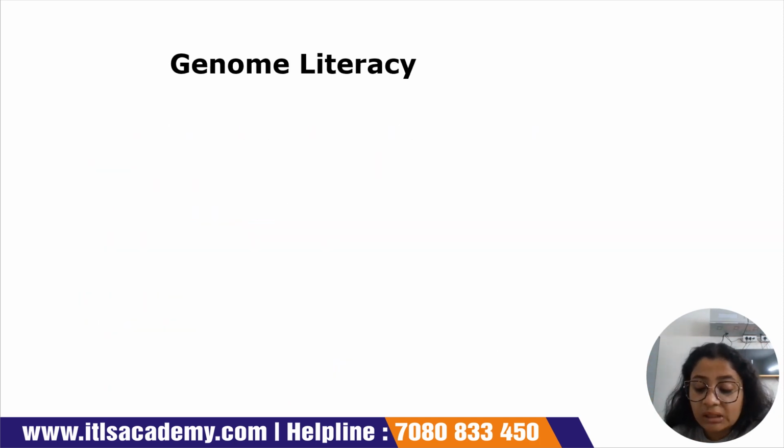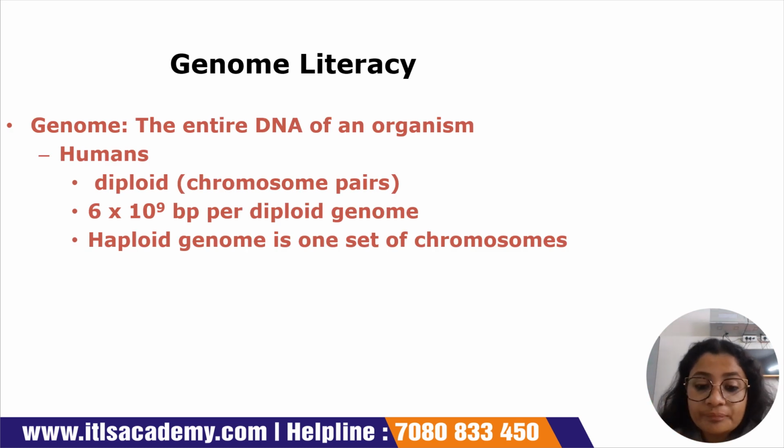Now coming to genome literacy. What is genome? The entire DNA of an organism. That is the basic difference between gene and genome. Gene means single. Many such genes can be present in a single chromosome, and many such chromosomes will form the DNA, isn't it? So genome means the entire DNA of an organism, and we all know that humans are diploid organisms, always having chromosome pairs. Total 23 pairs of chromosomes are there in the human body, meaning 46 chromosomes in total. Among them 22 pairs are autosomes and one pair are the sex chromosomes, which is XX in case of female and XY in case of male.